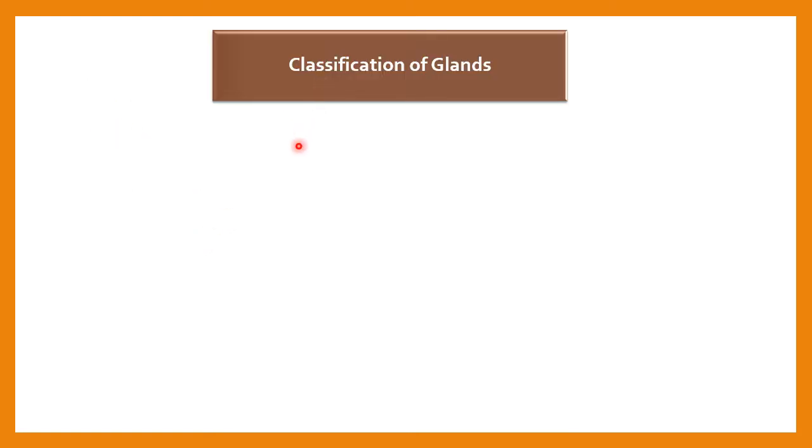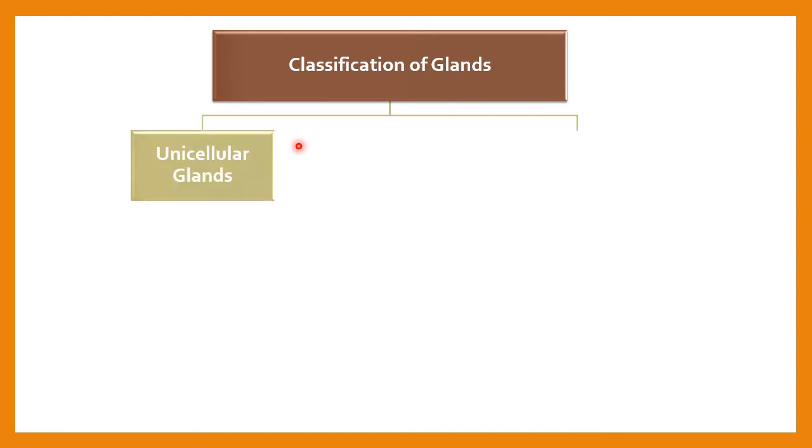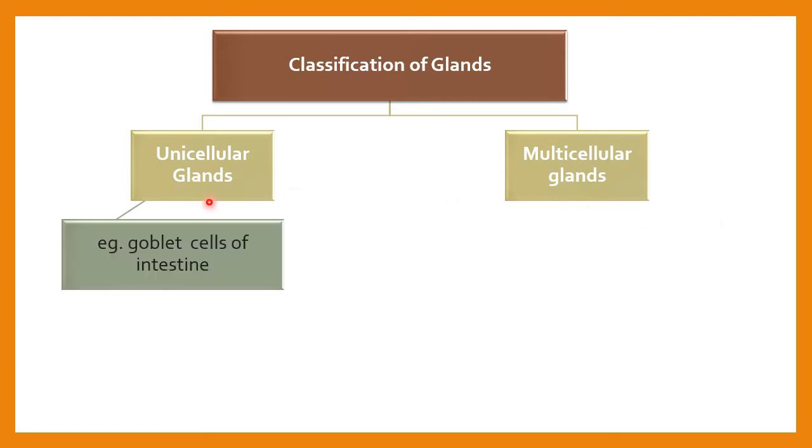Now classification of glands. Glands are classified into two types, unicellular glands and multicellular glands. Unicellular glands, its best example is goblet cells of the intestine. What do you mean by unicellular glands? These glands are made up of just one cell and they are dispersed in other epithelial cells. Best example is goblet cells of the intestine.